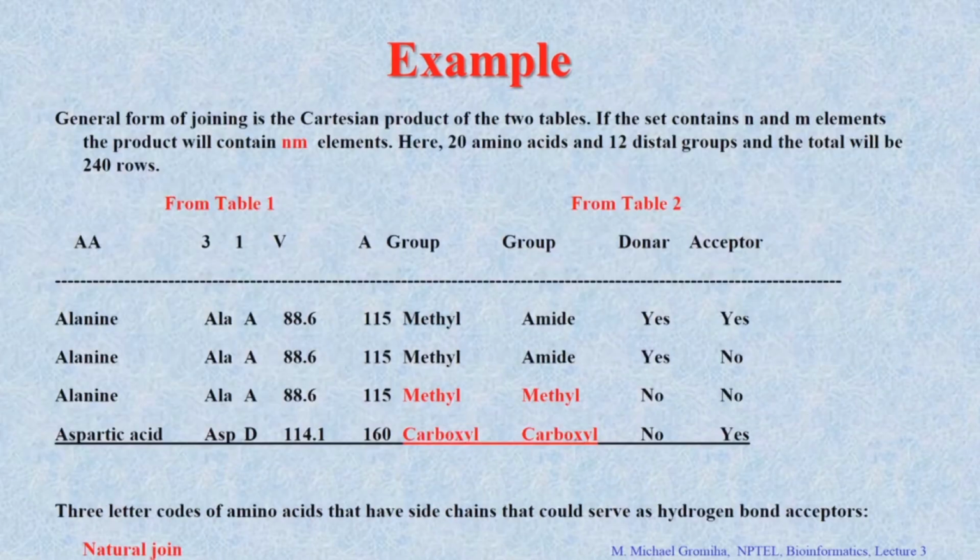If you do a natural join of table 1 and table 2, with n elements in table 1 and n elements in table 2, you get the product of n elements. So here, 20 amino acids and 12 distal groups, so totally around 240 rows. For example, alanine: this is the 3-letter code, this is the 1-letter code, this is the volume, and you can see the group. This is from table 1 and this is from table 2. You merge these two and you get the information, fine.